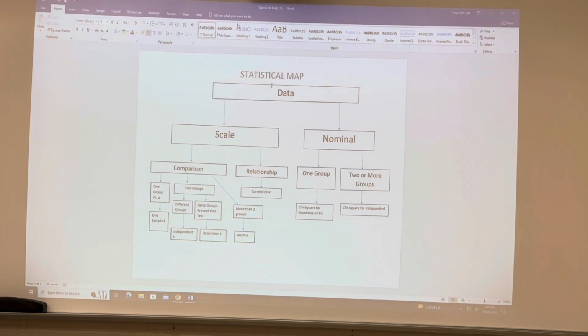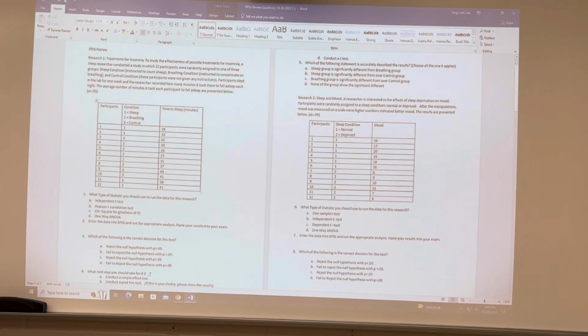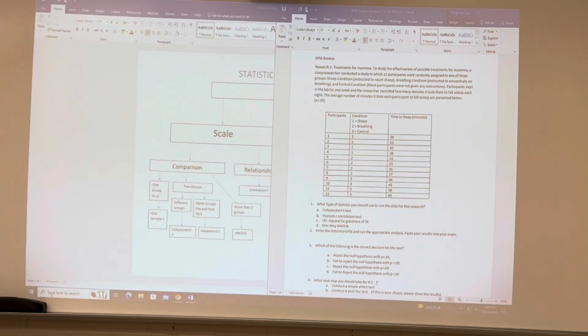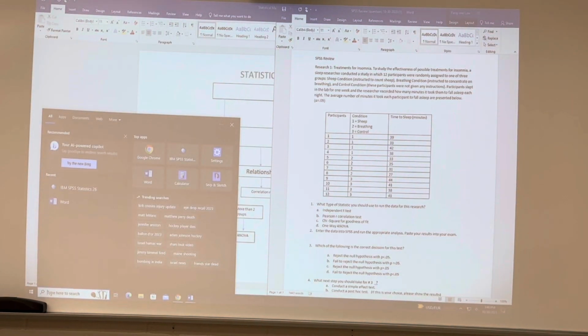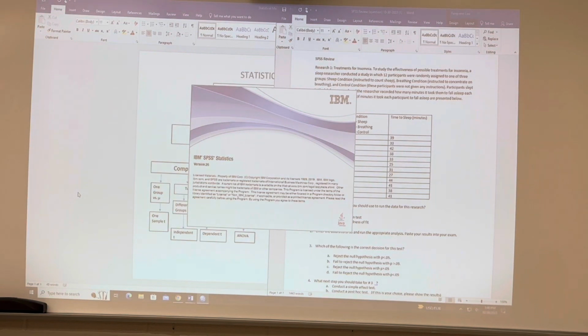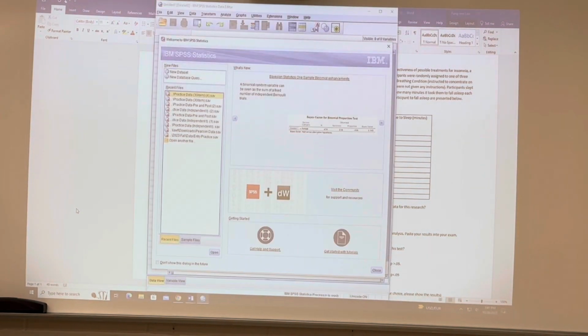Okay, so let's do it. That's learning by doing. Open these sheets and put them on the right, and then open a blank SPSS. In this test, you have to put the data in yourself. The good thing is the way I set it up, you can copy and paste, so it won't be too hard.